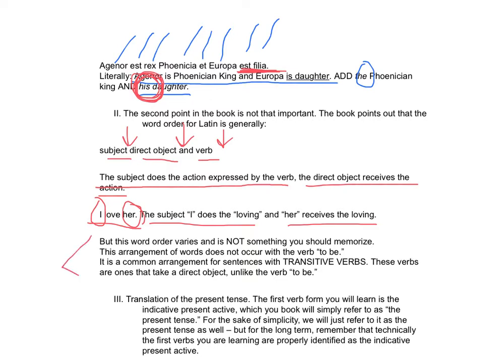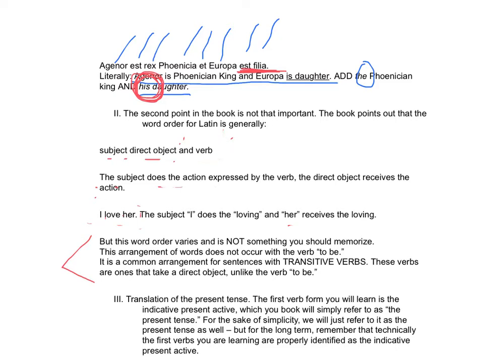This word order, though, I say is not something you should memorize. Also, you have to remember that this arrangement does not occur with the verb to be. The verb to be is more flexible and usually does not occur at the end of the sentence the way regular transitive verbs do. The textbook introduces the term transitive verbs, which are verbs that take a direct object. The verb to be is not a transitive verb. It does not take a direct object. That is a point that will come up later, but it's worth introducing that terminology now because the textbook introduces it.